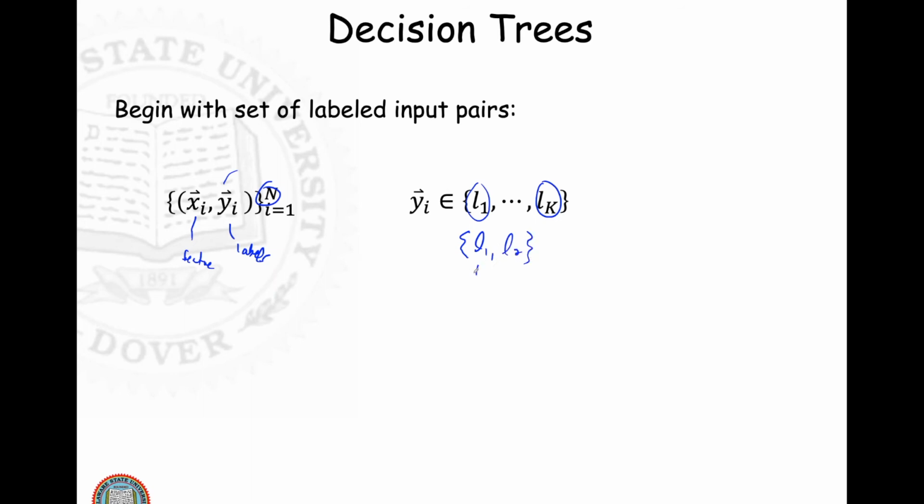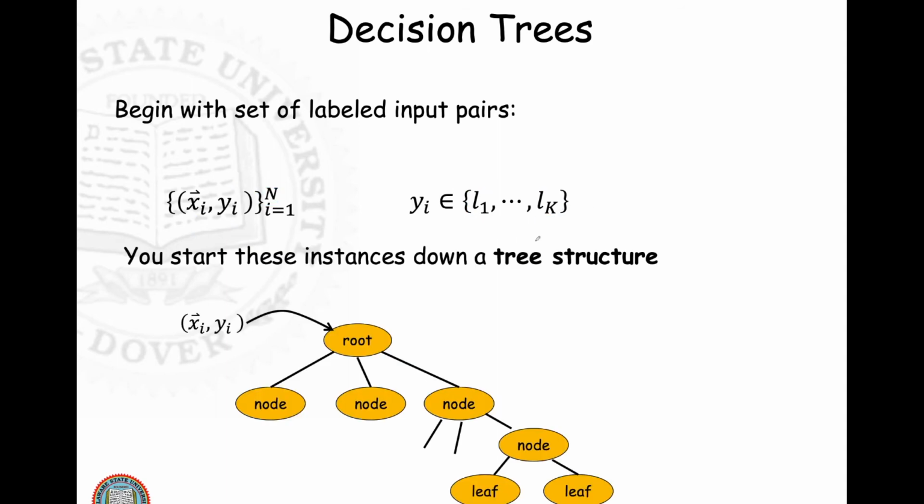And you could call one the plus one label, one the minus one label, cat, dog, or what have you. So each one of these labels is drawn from a finite set of size k. All right. And so with a decision tree, how does this work? You start these instances down a tree structure. And so you take your label instance pairs and you set them down a bunch of nodes.